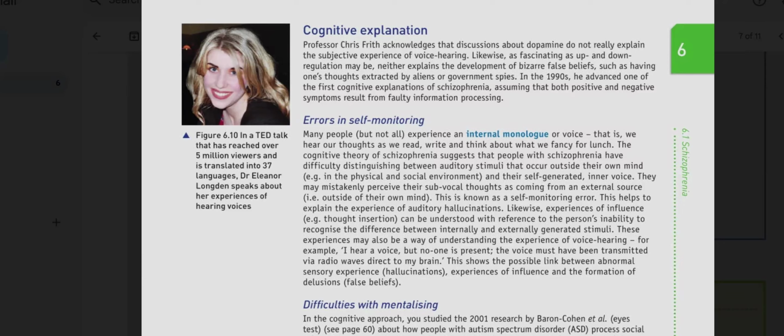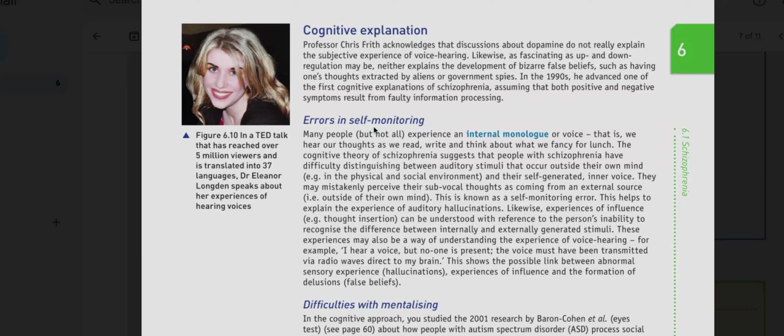So Professor Chris Frith acknowledges that discussions about dopamine do not really explain, but there's also a subjective experience to it. As fascinating as up and down regulation may be, neither explains the development of bizarre false beliefs such as having one's thoughts extracted by aliens or government spies. In the 1990s, he advanced one of the first cognitive explanations of schizophrenia, assuming that both positive and negative symptoms result from faulty information processing, right?